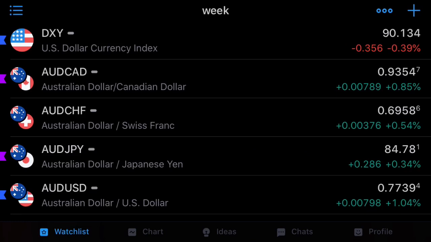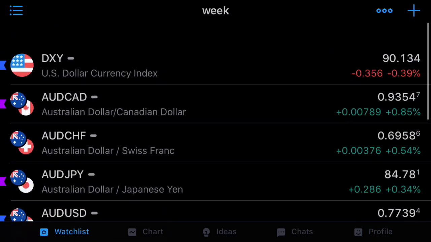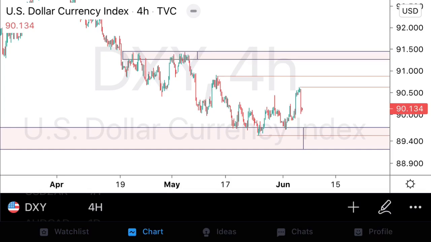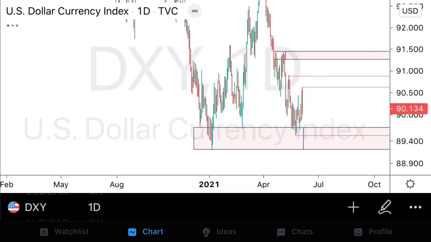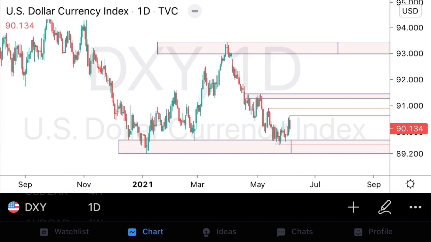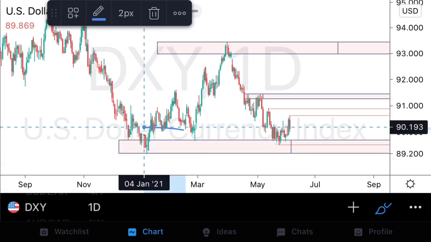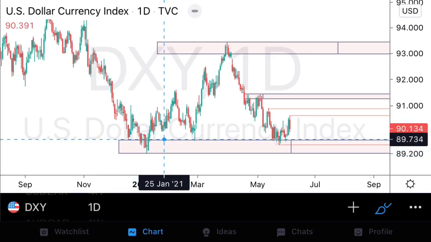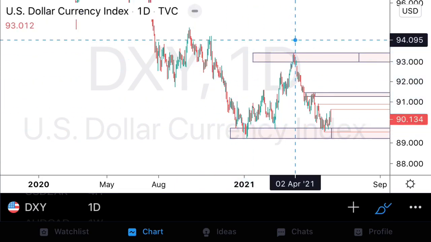Now guys, for today's analysis, we're going to get into four pairs: the DXY, AUDCAD, AUDJPY, and New Zealand dollar yen. Now we're going to start off with the DXY, and for the DXY, we're going to want to hop onto that daily. Now from a daily perspective, guys, what we can notice about the DXY is that the DXY is now at an important area of support, an area that is also a higher time frame weekly swing low.